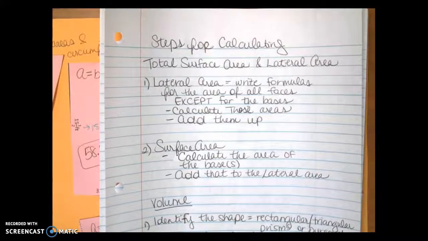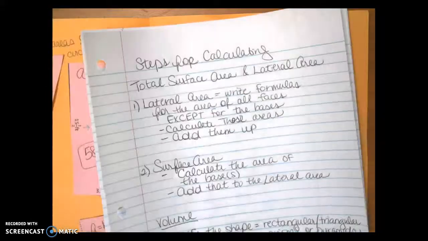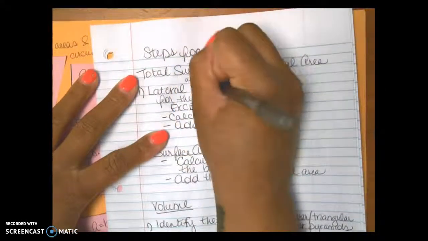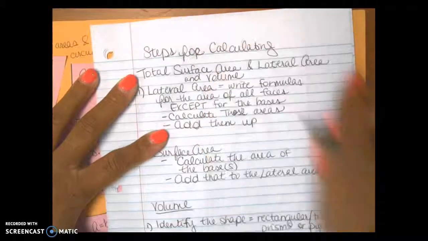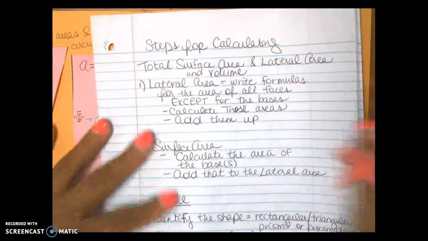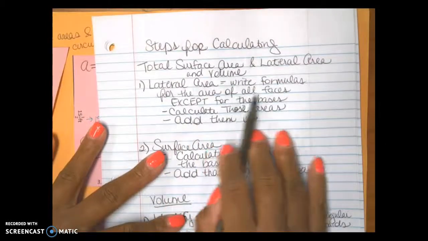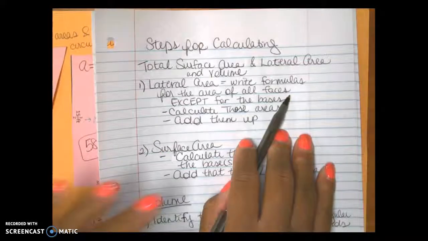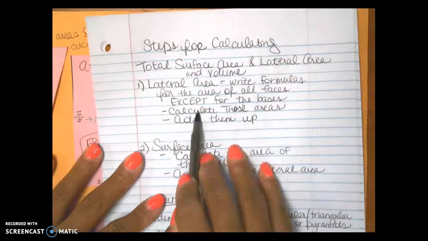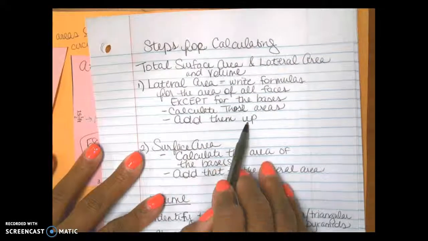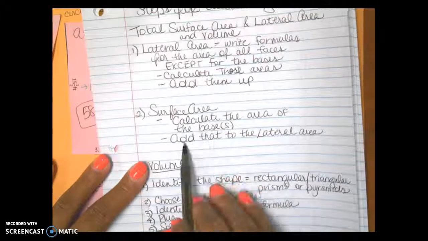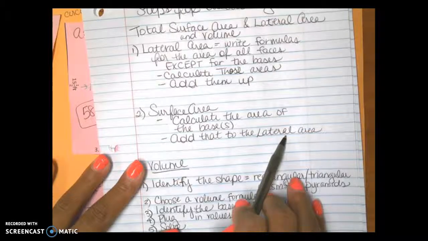Okay, as we are calculating total surface area and lateral area and volume, if you didn't get all of this written down, it will be posted on Google Classroom as a document. Lateral area, you need to write the formulas for the area of all faces, but that means you also need to determine the faces, and you are excluding the bases. Calculate those areas and add them up. Surface area, calculate the area of the base or bases and add that to the lateral area.